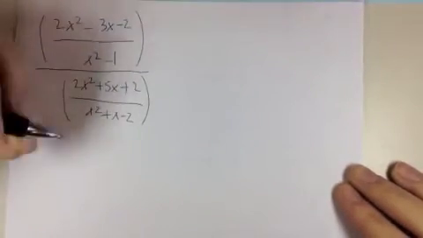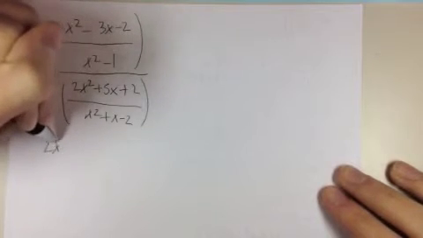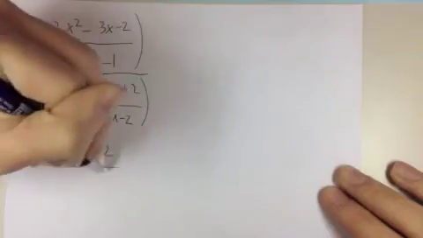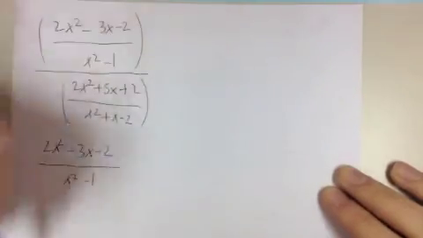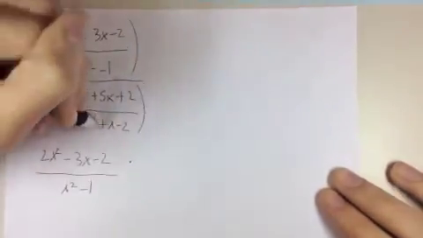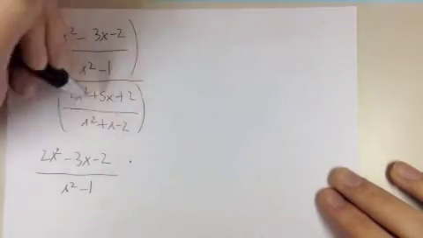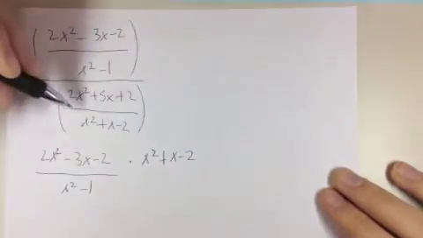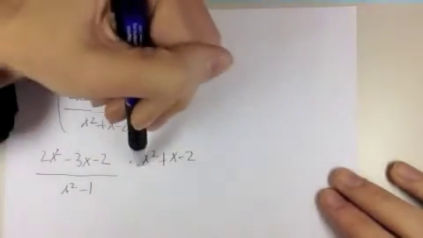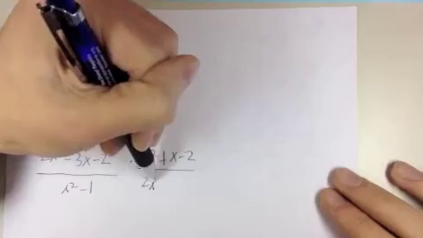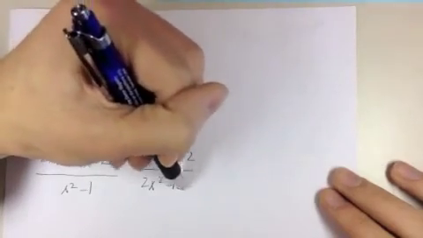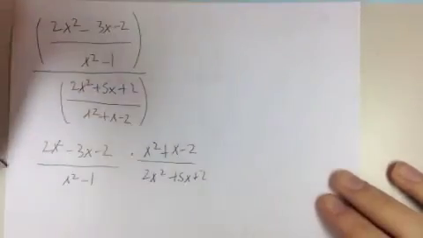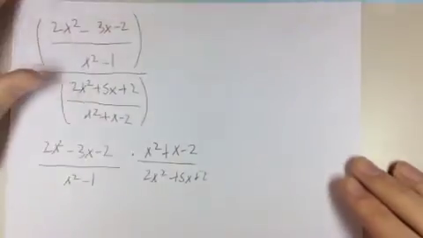So once we do that, it's going to look like (2x squared minus 3x minus 2) over (x squared minus 1) times, so we want to put the denominator in the numerator, so (x squared plus x minus 2), and the numerator goes in the denominator, so (2x squared plus 5x plus 2). And so now this is just a multiplication problem.